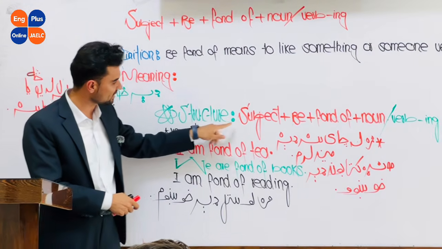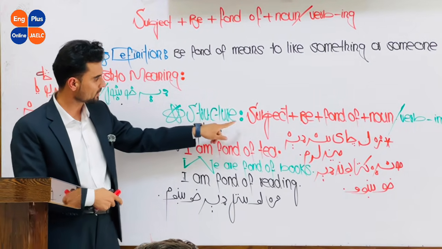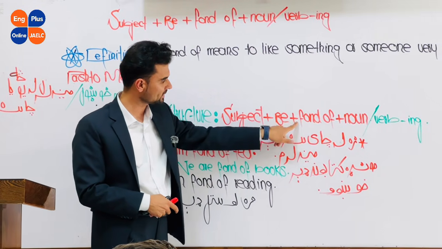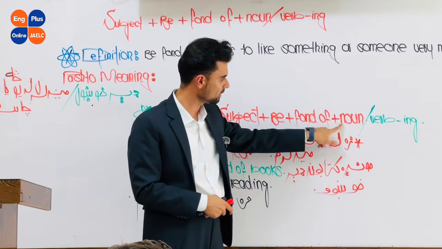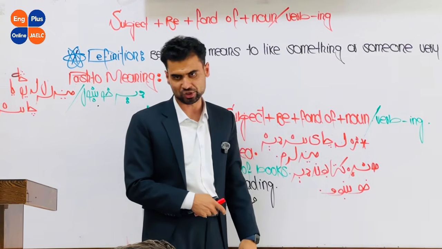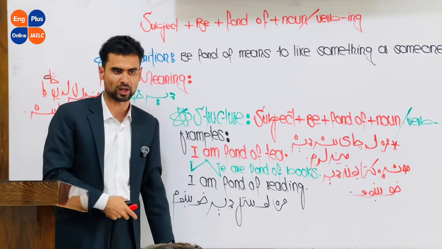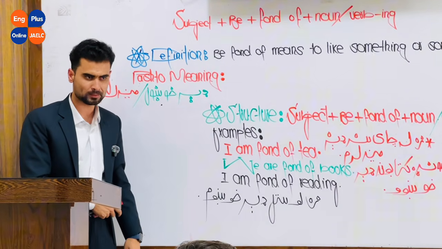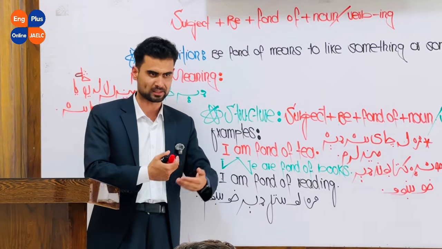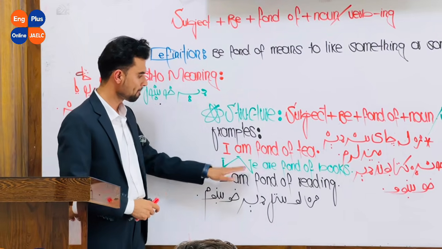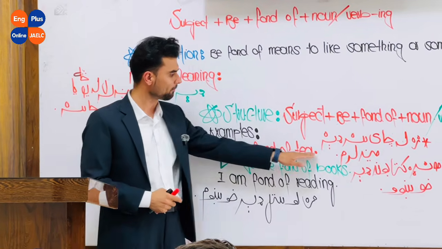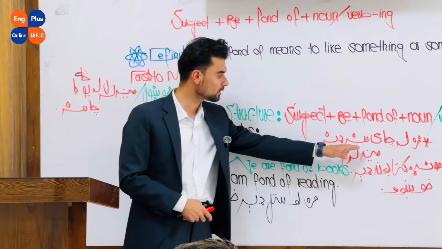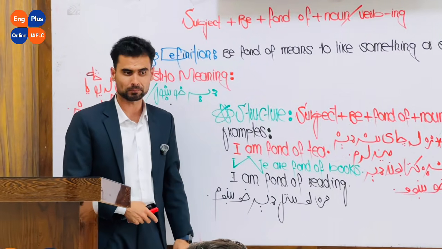We have already written the structure. You can see subject plus be plus fond of plus noun or verb-ing. We can also call it gerund. So here we go. I have a few examples. These examples can help us a lot. Number one, I can say, I am fond of tea.